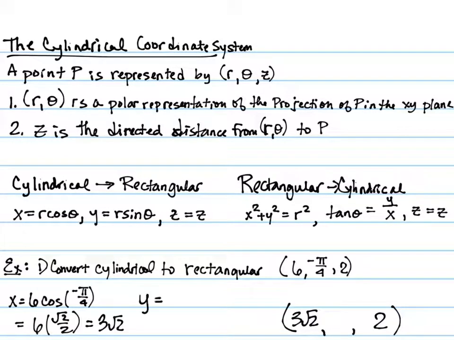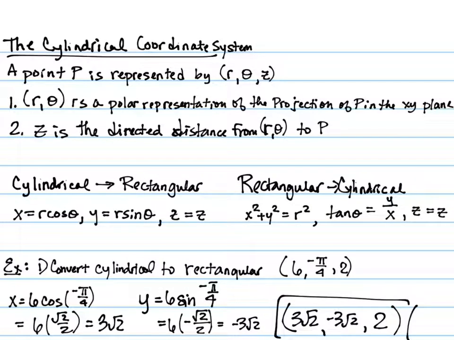Very similarly, y is 6 sine of negative pi over 4. So what is the sine value at negative pi over 4? We're in the fourth quadrant if we're thinking two-dimensional, so negative square root 2 over 2. So this would be negative 3 square root 2. Okay, easy enough? It's really not much different than what we've done.